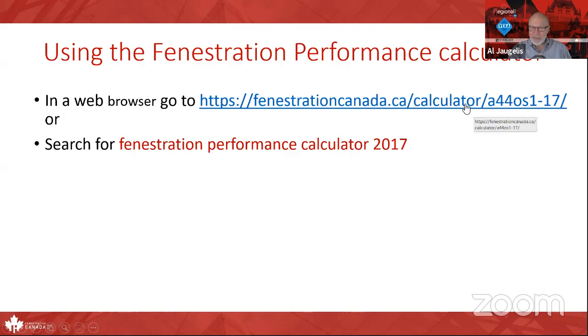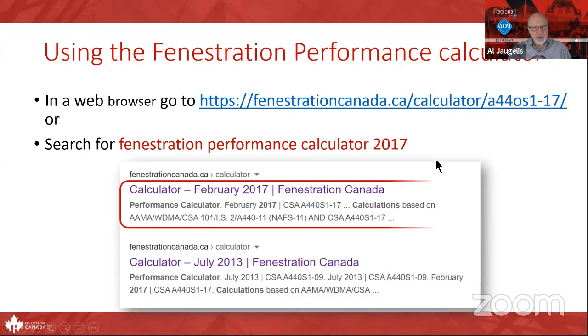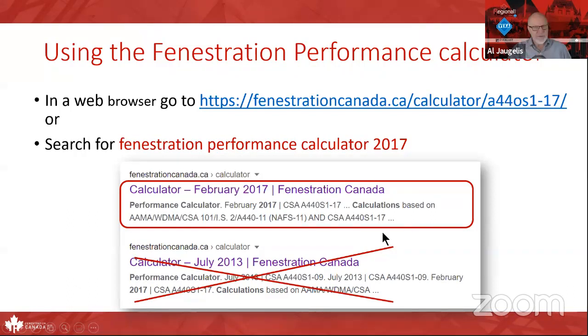So if you want to use that calculator, you can go to this link in our presentation, or you can search for the words Fenestration Performance Calculator 2017. That will bring up several different search results. You want to make sure to be using the most recent version of this calculator, the February 2017 version that goes with NAFS 11 and A440S1-17. This is the current standard in the code. The older version of the calculator is available on the website, but is not to be used for new buildings.